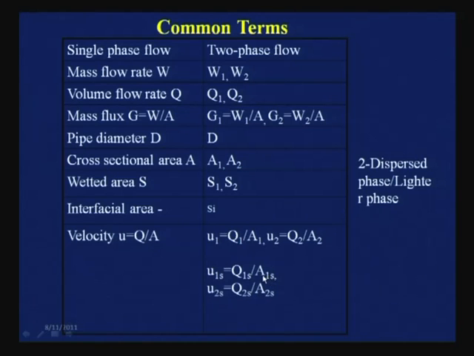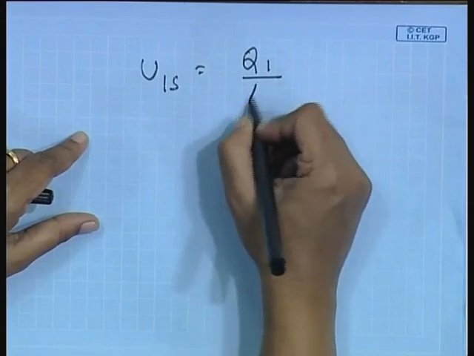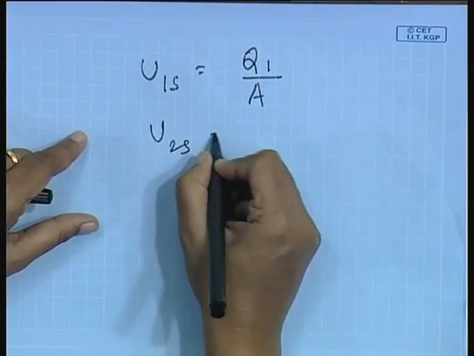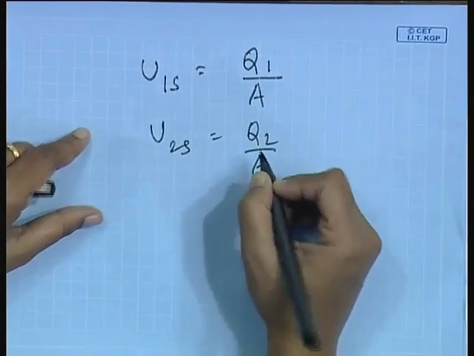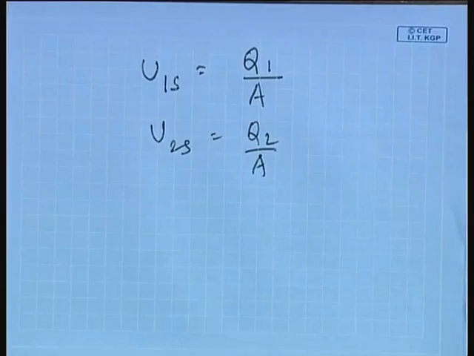These are not correctly written, please note down the corrections. So, therefore, we have defined them as this entire thing, it's not correct. I am sorry about it. Please correct it. This should be U1s equals Q1 by A, U2s equals Q2 by A. These are not correct, so please keep them in mind. So these are the actual definitions.